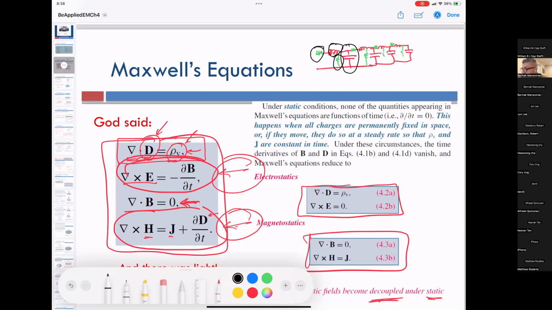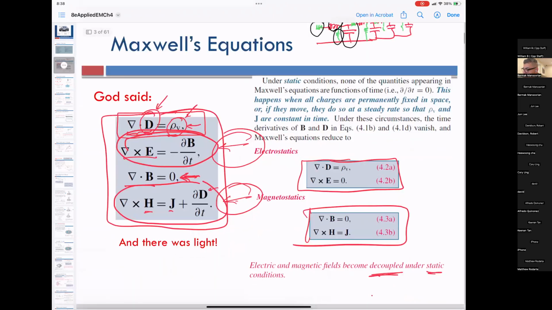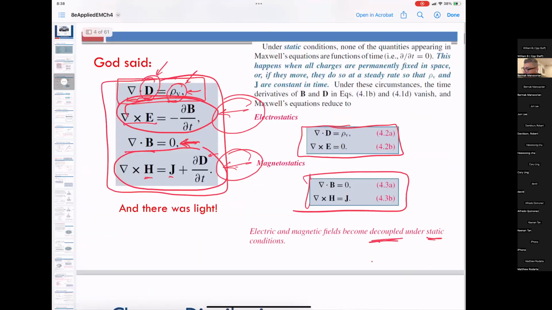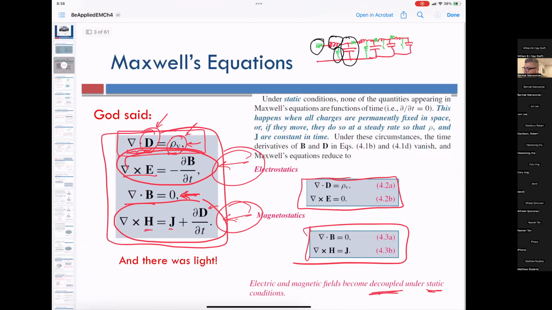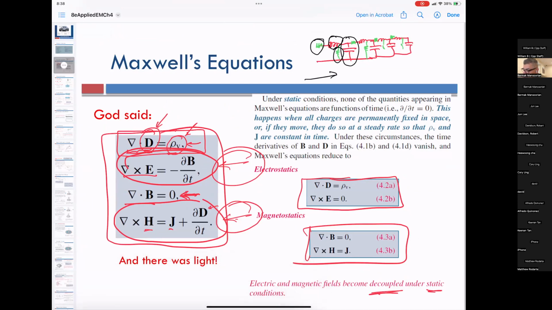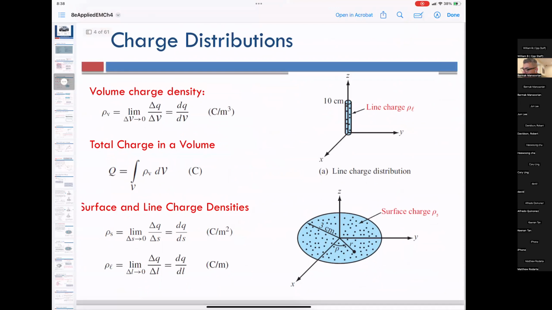So basically, using electrostatics, we calculate these values and then we can plug them into the line and use them to figure out what happens when things aren't static, when we have a voltage and current wave propagating through your transmission line. All right, so let's talk about charge distribution.